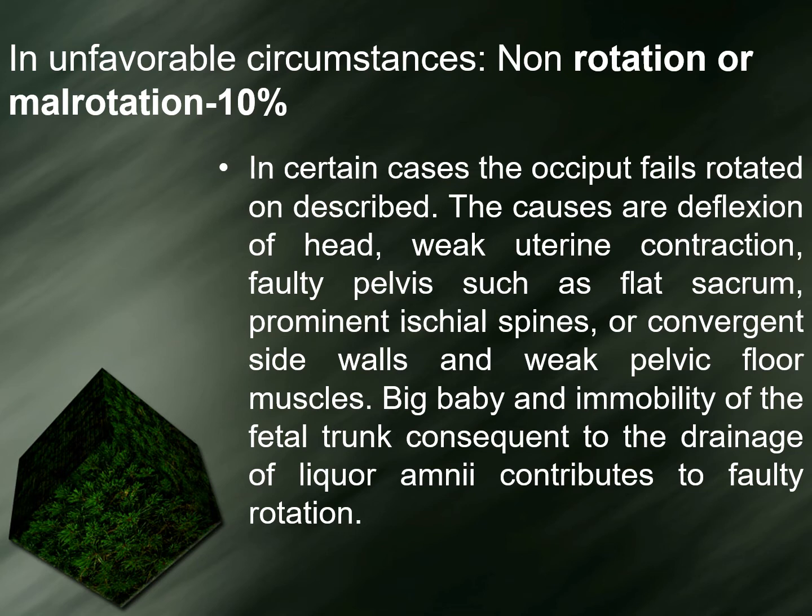So if there is a problem with the presenting part, or a problem with the uterine contraction, or a problem with the pelvis, there is a chance for non-rotation or malrotation. That is, in certain cases, the occiput fails to rotate. This causes deflection of the head. Weak uterine contraction, faulty pelvis such as flat sacrum, prominent ischial spines, convergent side wall, weak pelvic floor muscles, big baby, and immobility of the fetal trunk subsequent to the drainage of liquor amnii contribute to the faulty rotation.